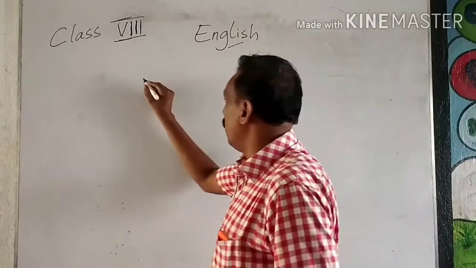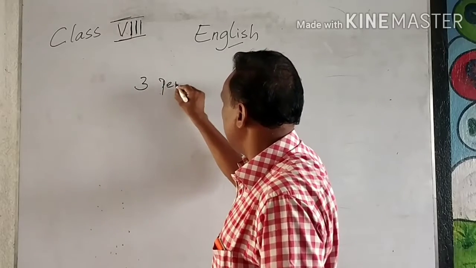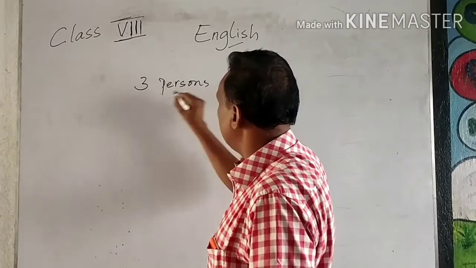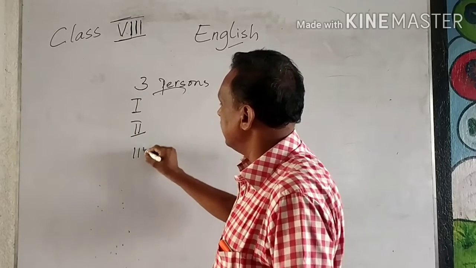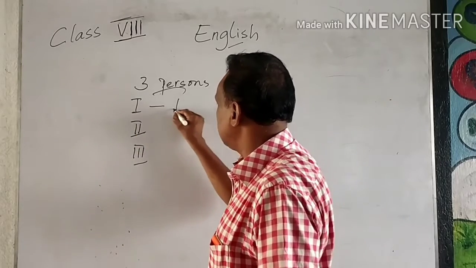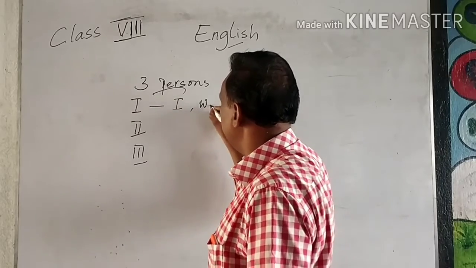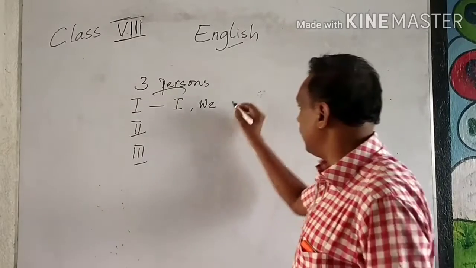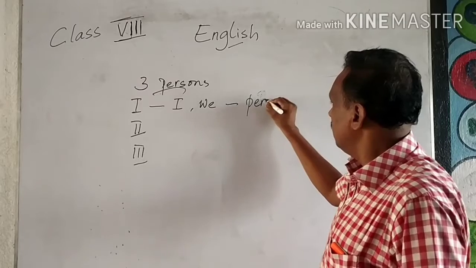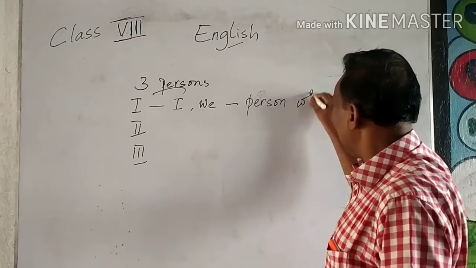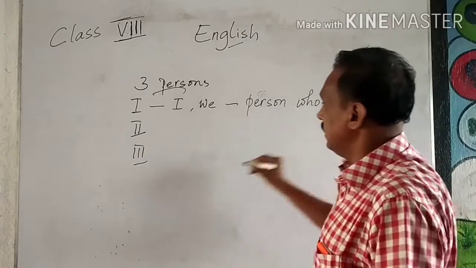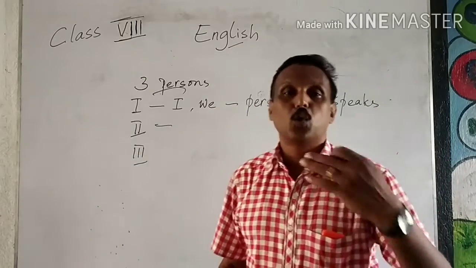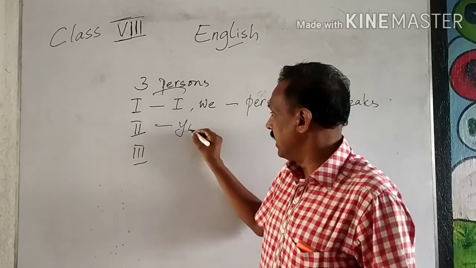You might have studied in lower classes. The 3 persons are the first person, the second person, and the third person. The first person means the person who is speaking. Person who speaks: I, we. And the second person is the person to whom you are speaking: you.